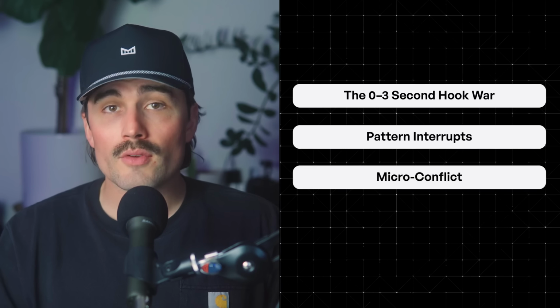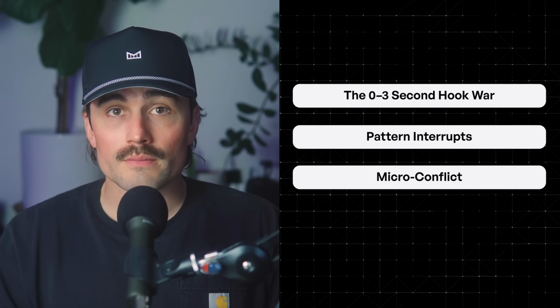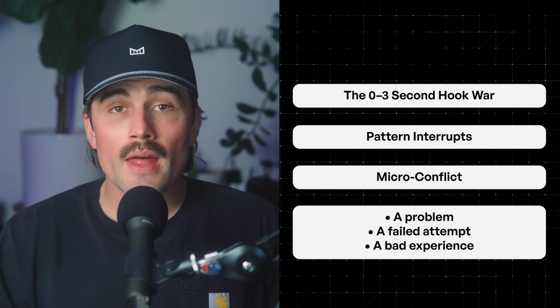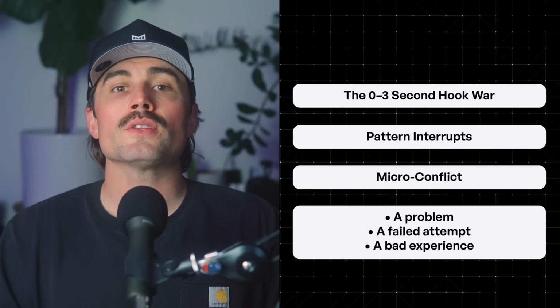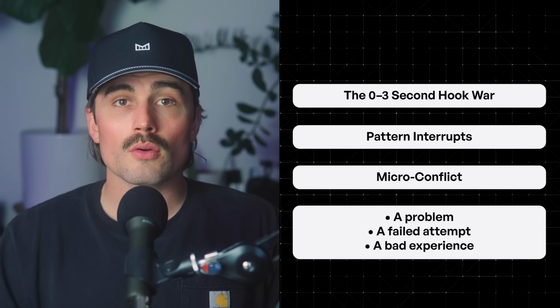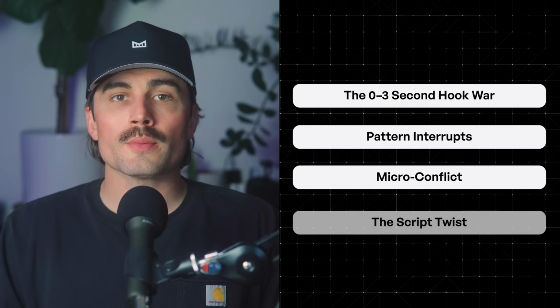Micro conflict. Every strong UGC ad has a tiny story inside it. There's tension. It might be a problem, a failed attempt, a bad experience, and then resolution. Without tension, there's no reason to watch. That's why pure feature lists never go viral. People don't care about features. They care about outcomes.